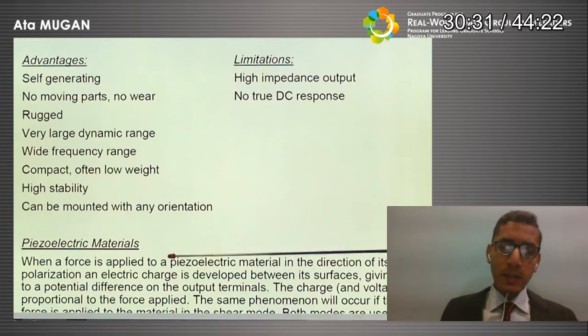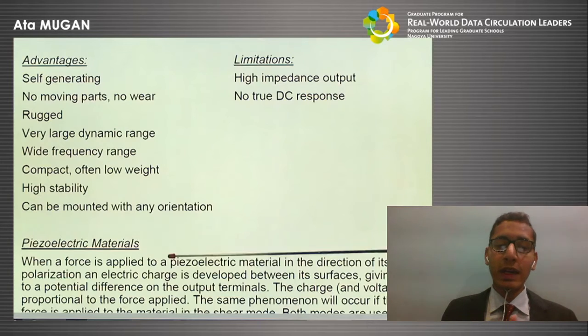Then we have the piezoelectric materials: when a force is applied to a piezoelectric material in the direction of its polarization, electric charges develop between its surfaces, giving rise to a potential difference on the output terminals. The charge and the voltage are proportional to the force applied. The same phenomenon will occur if the force is applied to the material in the shear mode.